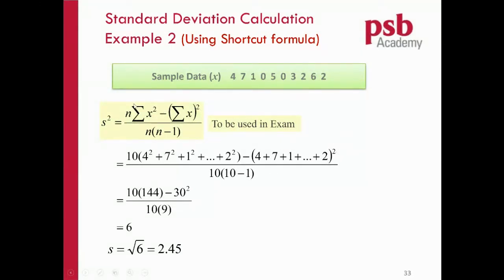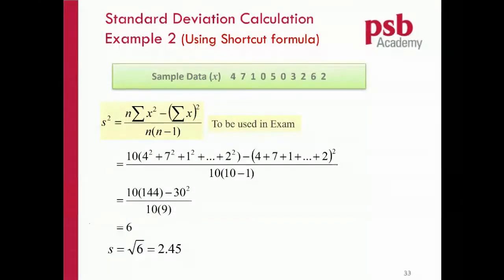Then how about this? What is this? This is square before you add. You square first: 4 square, 7 square, 1 square, then only you add them together. So it will be a different number from here. It cannot be the same. Right? So once you add up all the squares, then you press your calculator and you square root. This is the variance. Okay, so this is variance and this is standard deviation.